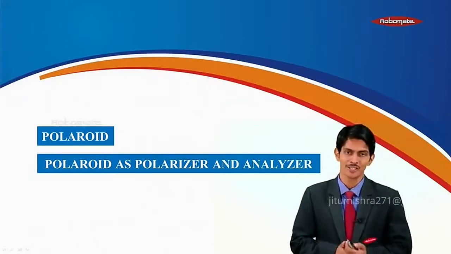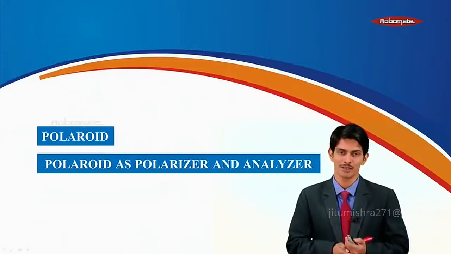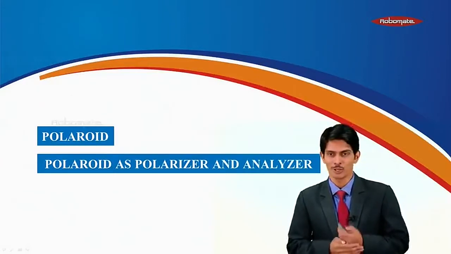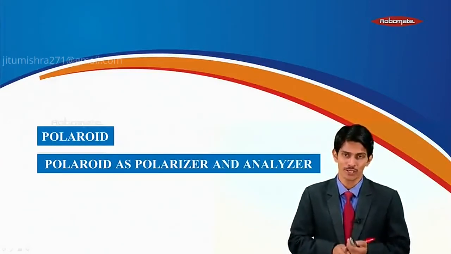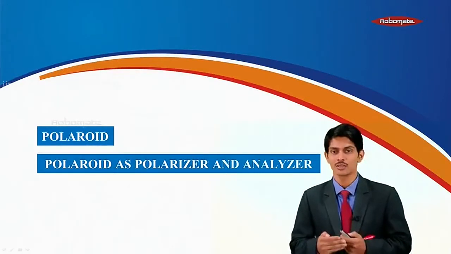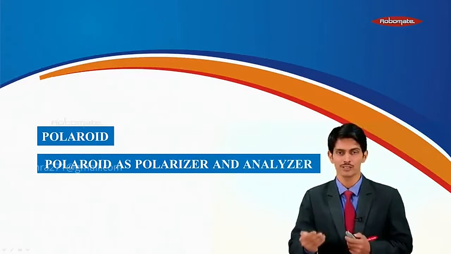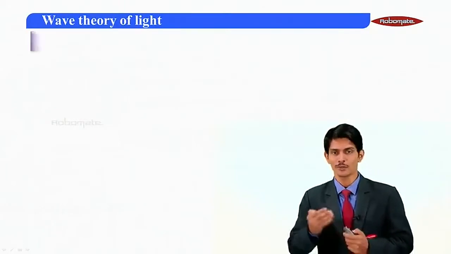Welcome back, student. Let us start the new module of this chapter, Wave Theory of Light. Now in this module we are going to discuss the Polaroid. So what are Polaroids and how will a Polaroid act as a polarizer and analyzer? Let us see what a Polaroid is.